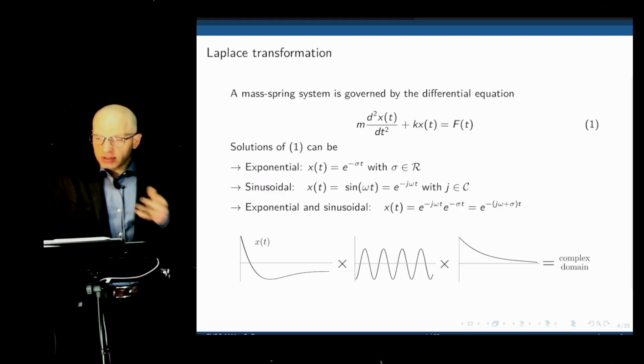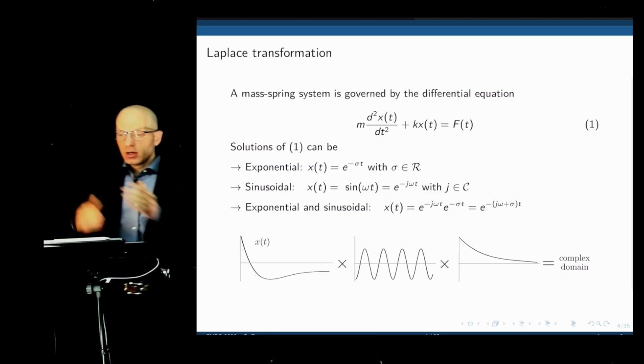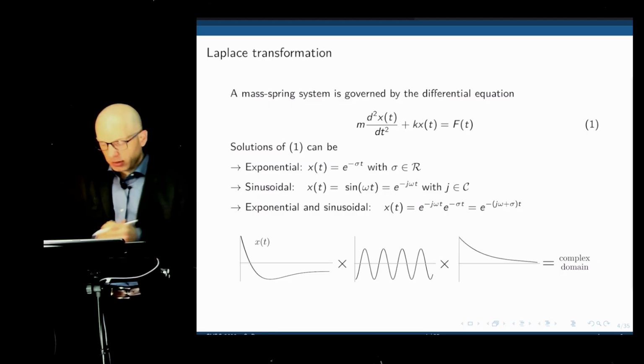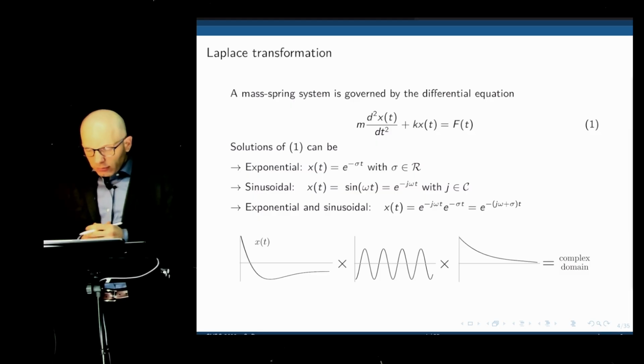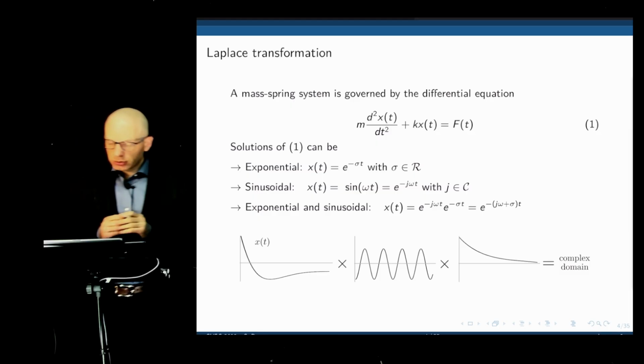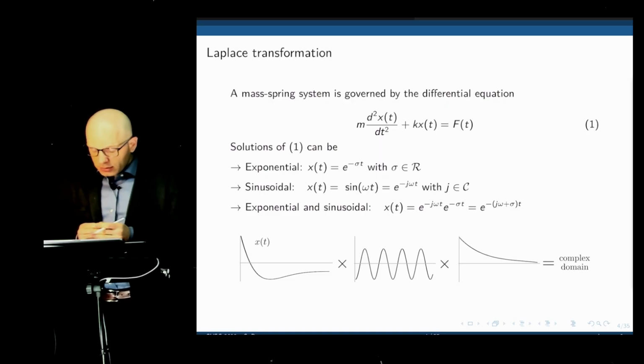The third option is that we have a combination of them, a combination of sinusoidal and exponential, and if you take the derivative, the same thing happens. So now, if you know that the solutions to equation 1 are only exponential or sinusoidal, we can create potential signals that could be used to solve this differential equation.